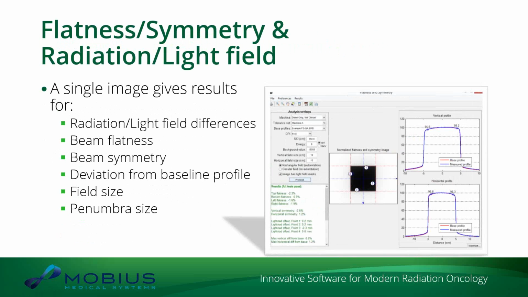Flatness, symmetry, and radiation light field are all done in the same module. Again, a single image gives all these results. Your radiation light field differences, beam flatness checks, beam symmetry checks, deviation from a baseline profile, field size, penumbra size, all of that is checked with just that single image.